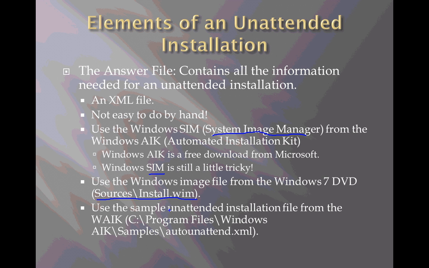The other thing that we'll need is the sample unattended installation file that came with the Automated Installation Kit. When we installed it in the first video, this file, C:\Program Files\Windows AIK\Samples\unattend.xml, was put out there for us automatically, and we're going to use that file to create our answer file. We're actually going to take that answer file, open it, look at it, make some changes to it, and save it as a new answer file.